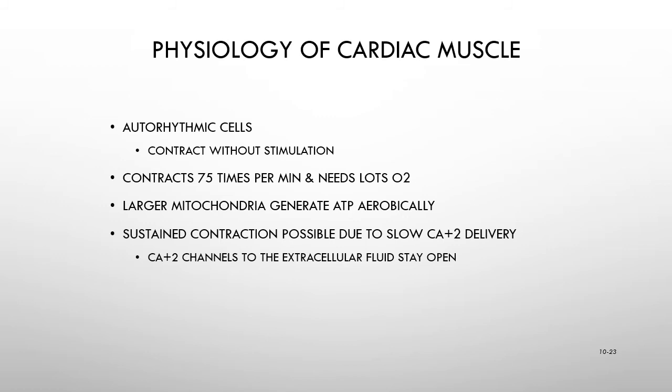Cardiac muscle does have the benefit of having autorhythmic cells, so it has the ability to set its own pace, and that pace is also dictated by the nervous system. The autonomic nervous system is going to bring down the natural pace of the heart to about 75 times a minute or so. And that's going to require huge amounts of oxygen. Lots of oxygen, lots of glucose coming into the muscle cells.